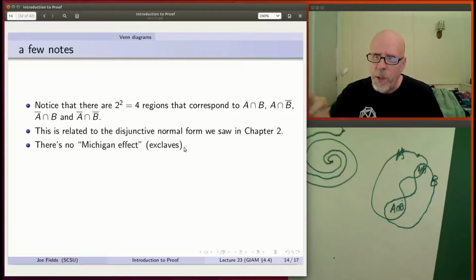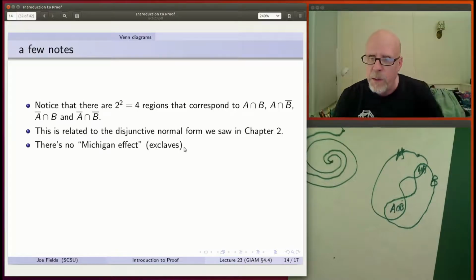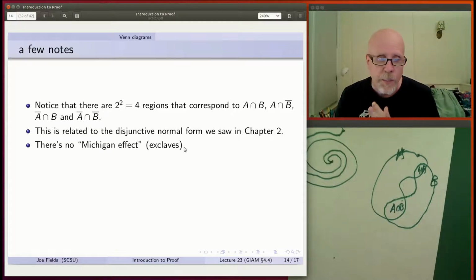I think most people know Michigan has the bottom part that looks like a catcher's mitt, and then the upper peninsula, and they're only connected by a bridge, not by any land.